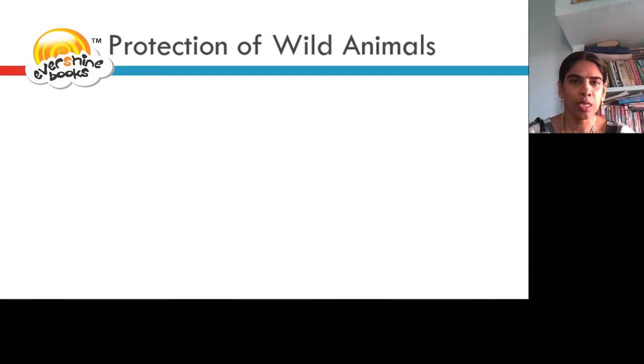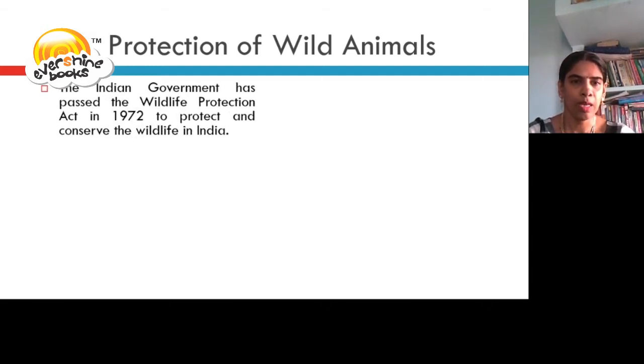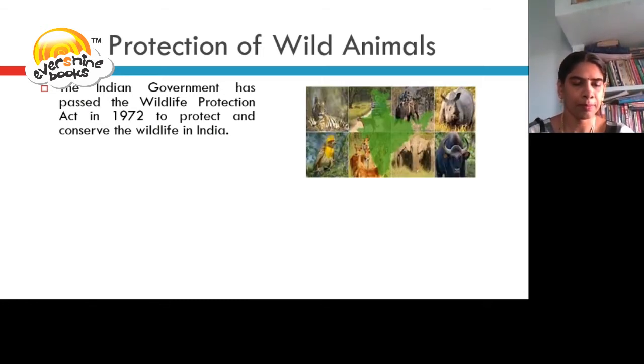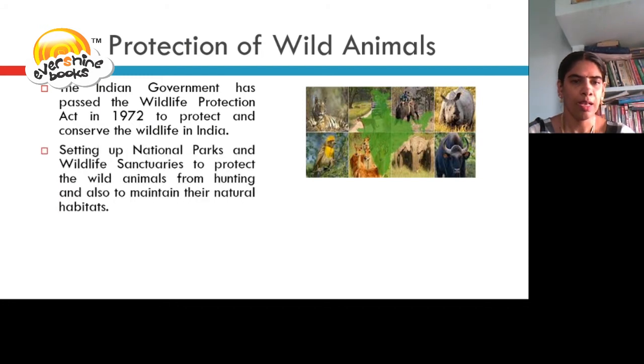How do we protect wild animals? The Indian government has passed the Wildlife Protection Act in 1972 to protect and conserve the wildlife in India. They have set up national parks and wildlife sanctuaries to protect the wild animals from being hunted and also to maintain their natural habitats.